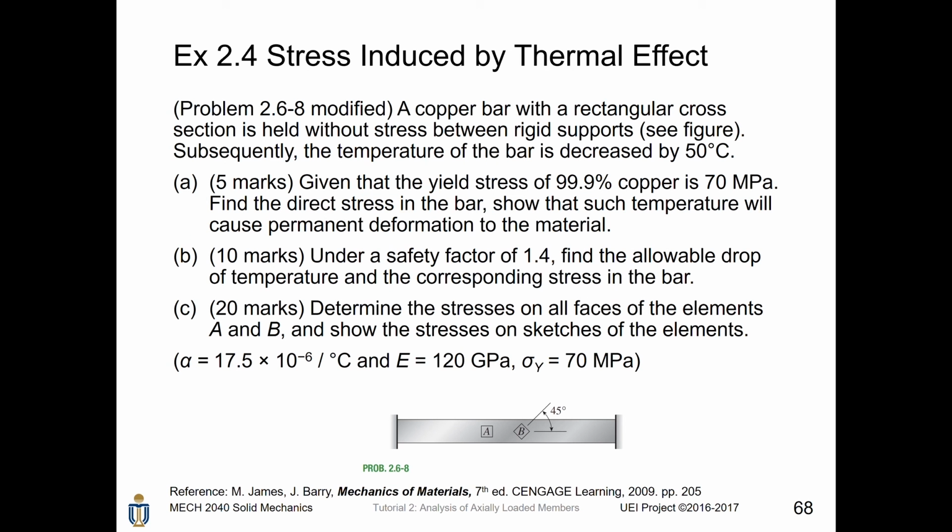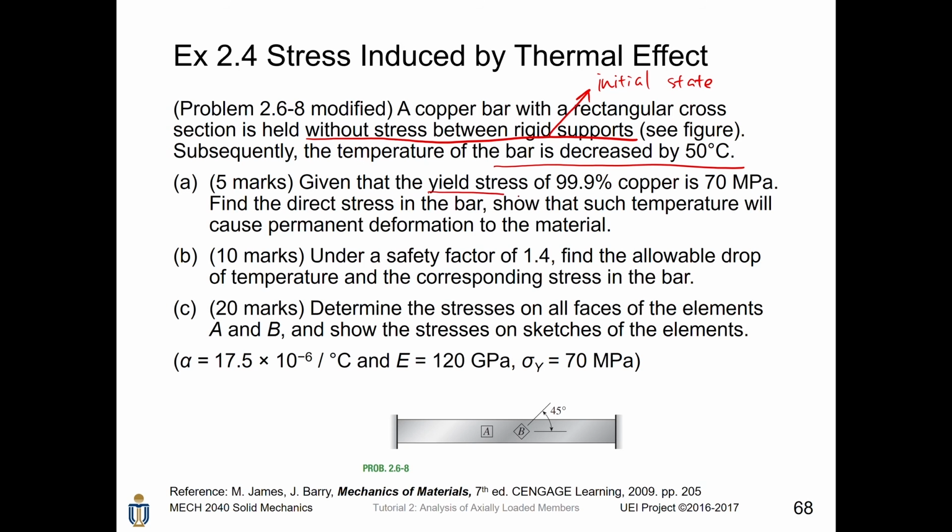Next, let's do the last example of this tutorial. It is drawn from the textbook, but I modified it a little bit. A copper bar with a rectangular cross-section is held without stress between rigid supports. So the initial state is that there is no stress in between the rigid supports. Now the temperature of the bar is decreased by 50 degrees. That means the bar is contracted due to the drop of temperature. Consequently, there will be tensile load acting by the two fixed ends on this bar.